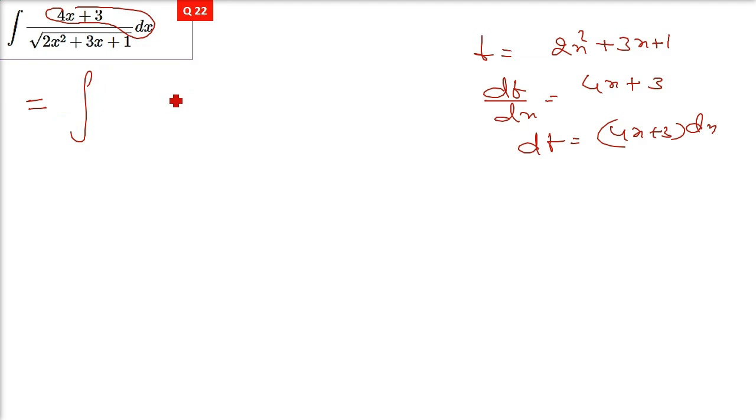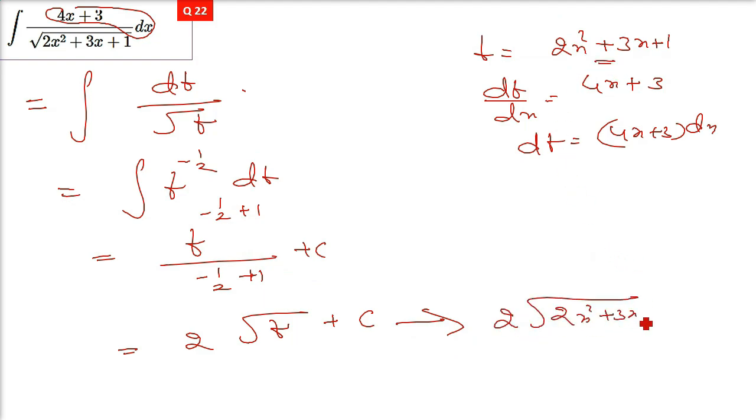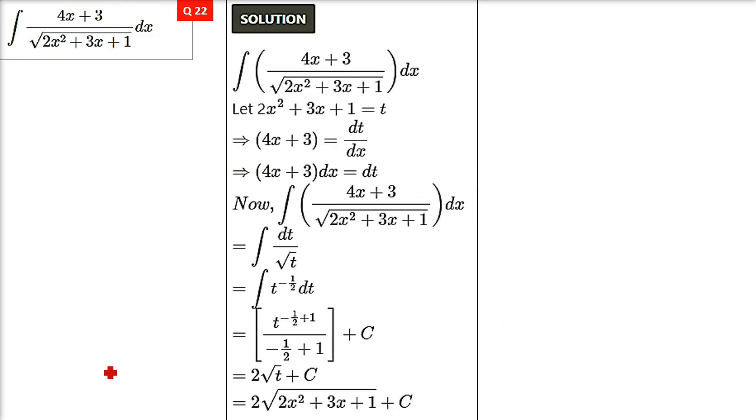This will become dt divided by under root of t. Under root t is t raised half. When it goes up, it will be t raised minus half. So the final result will be t raised minus half plus 1 divided by minus half plus 1. That you already know. Alright. So this is negative half plus 1 plus constant of integration. Divided by 1 minus half is half, so 2 goes up. 2 under root t plus constant of integration. So this is 2 under root 2x square plus 3x plus 1 plus c, because I have replaced t now. So this is the result I was talking about.